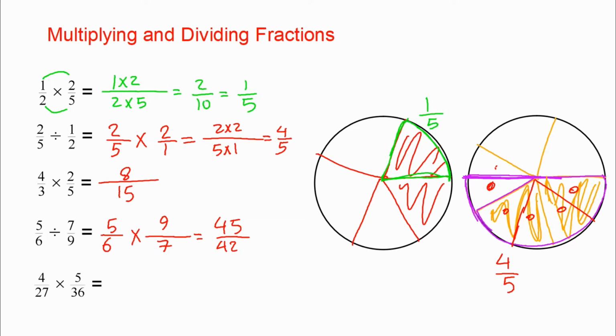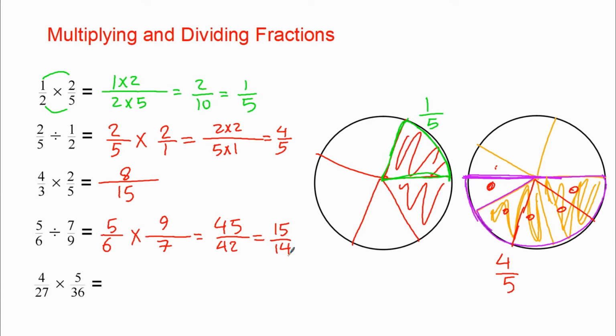This can be simplified. Both of them are divisible by 3. And if you want to ask why they are divisible by 3, you can add the digits. 4 and 5 is 9, and 9 is divisible by 3, therefore 45 is divisible by 3. 4 and 2 is 6, divisible by 3, therefore 42 is divisible by 3. So dividing by 3, that would be 15 over 14.